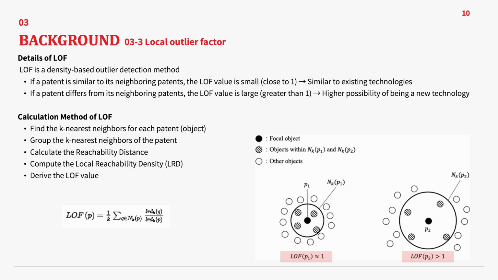The calculation process involves several steps. First, identifying the k-nearest neighbors for each patent, then grouping these neighbors and calculating the reachability distance. Next, computing the local reachability density, and finally deriving the LOF value. As shown in the diagram, patents surrounded by many similar patents have LOF values close to 1, while more isolated patents have higher LOF values, signaling novelty.